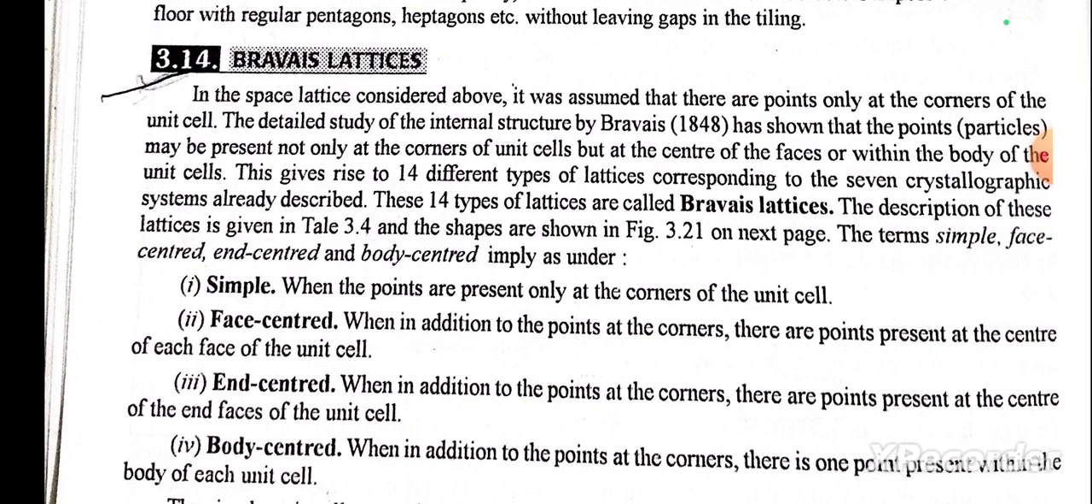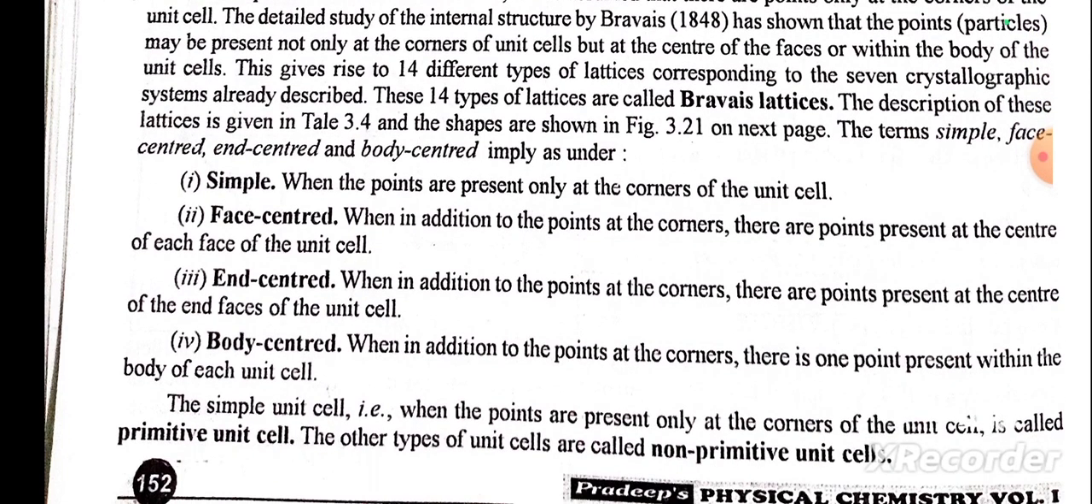Bravais lattice. In the space lattices considered above, it is assumed that there are points only at the corner of the unit cell. Detailed study of the internal structure of crystals has shown that points may be present not only at the corner of the unit cell but also at the center of the faces or within the body of the unit cell. This gives 14 different types of lattice corresponding to the 7 crystal systems already described. The 14 types of lattice are called Bravais lattices, and the description of these lattices is given in table 3.4 and the shapes are shown in figure 3.21.